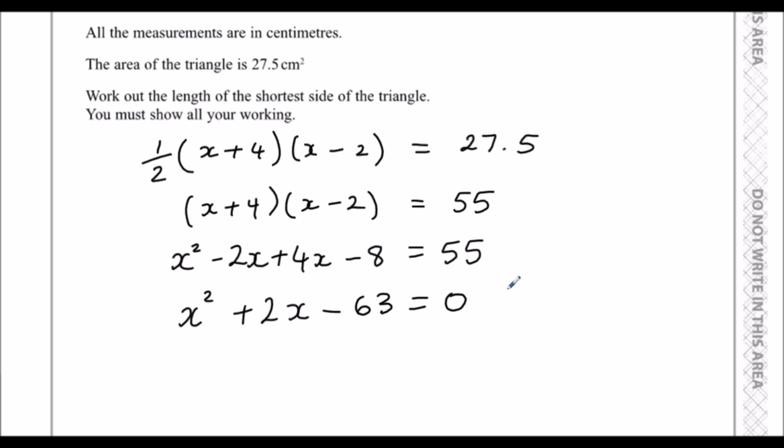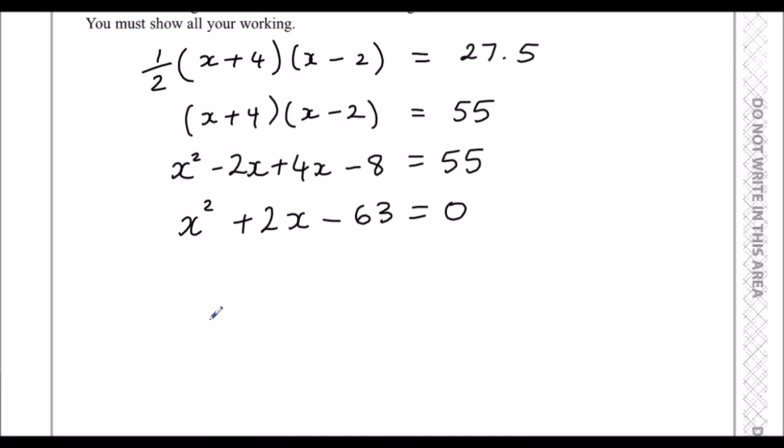So we're solving a quadratic now. The easiest way to do that will be by factorizing. So we're going to factorize this. So it's x squared, which means we're going to have x times x. What multiplies to make 63, or a negative 63, and adds to give us a positive 2? 63 is 9 times 7. So to get a positive 2, we can have plus 9, take away 7.